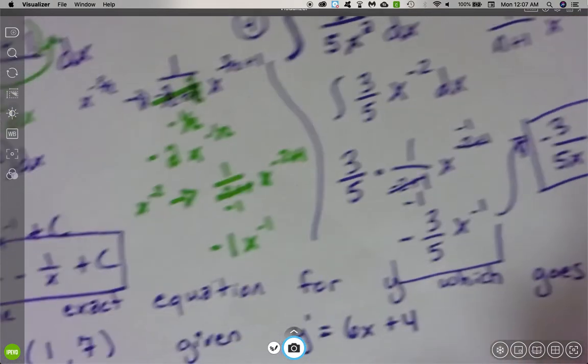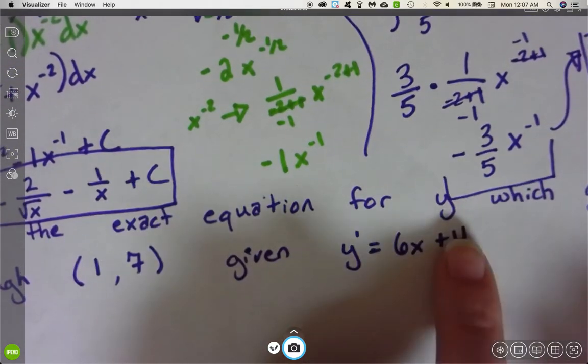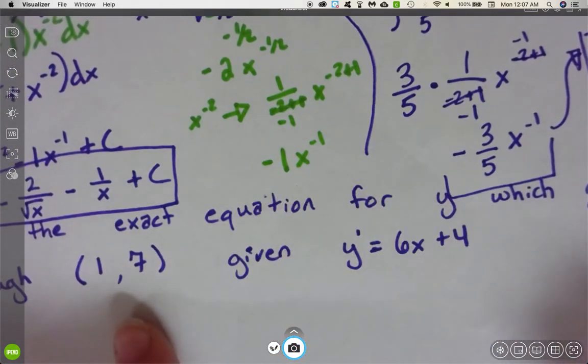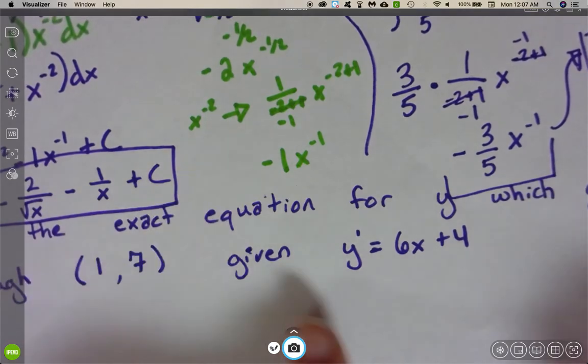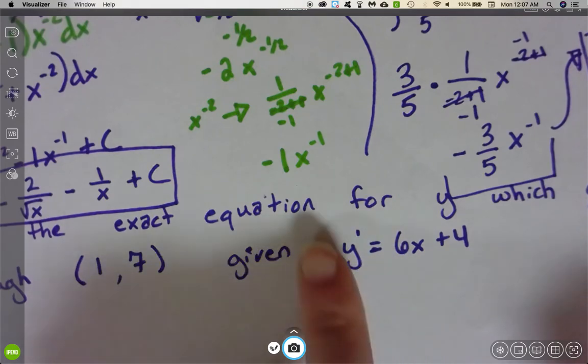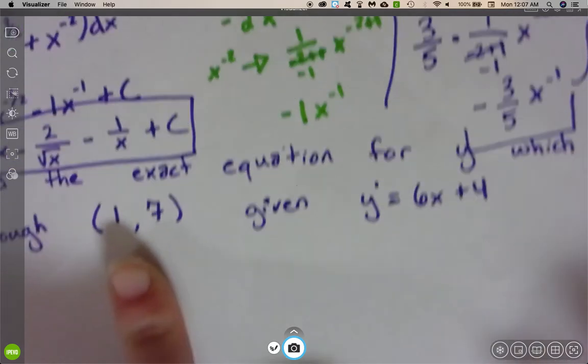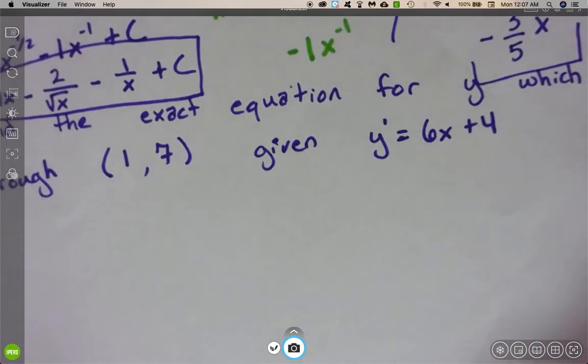And then last one, number 5: find the exact equation for y, which goes through the point (1, 7), given that the derivative is 6x plus 4. So they give me the derivative equation. They want me to find what actually y is, and then they want me to go through the point (1, 7). So it's going to involve taking the antiderivative. So let's worry about that first.